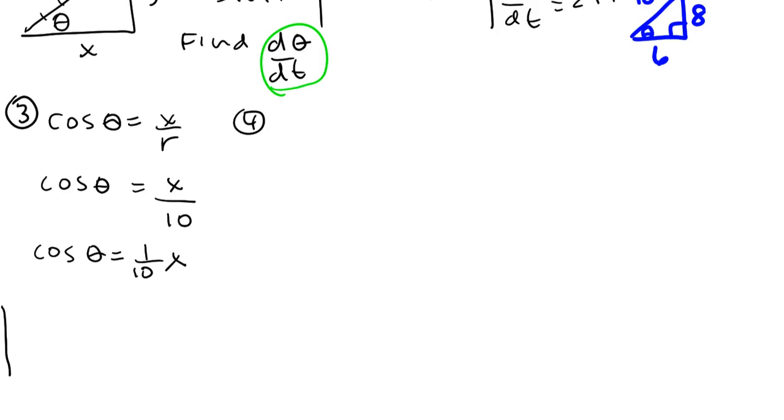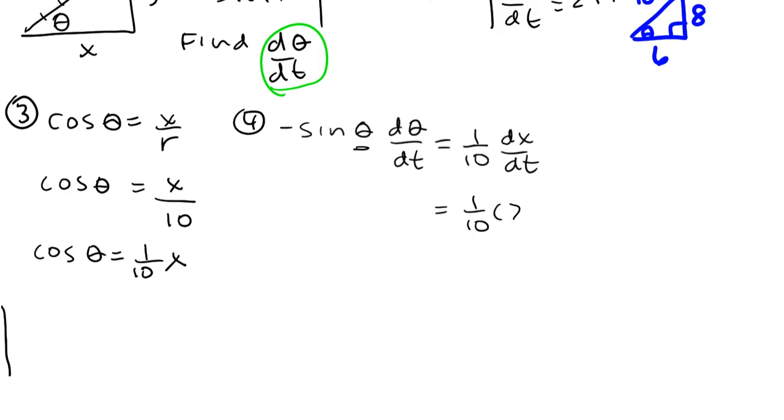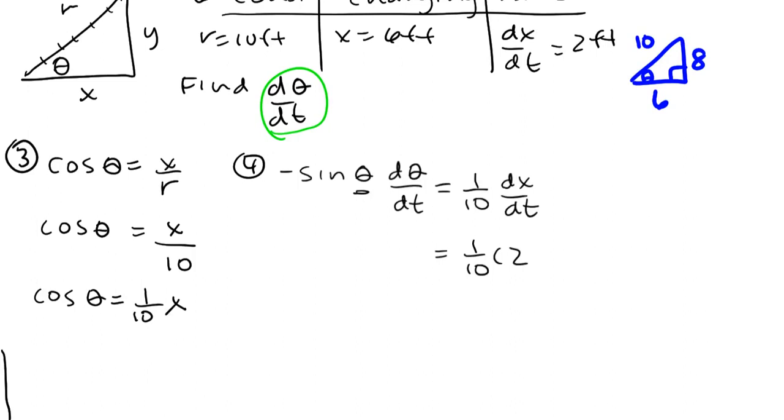Okay, derivative of cosine is negative sine theta. And then remember chain rule, the derivative of the inside, we're applying the operator d/dt, so we get d theta/dt. 1/10 is a scalar, derivative of x is dx/dt. Let's start on the right. It's a little easier because we know dx/dt is 2 from above. D theta/dt is what we're trying to find, so that's fine, and we have a negative. So what we need to find is sine of theta.